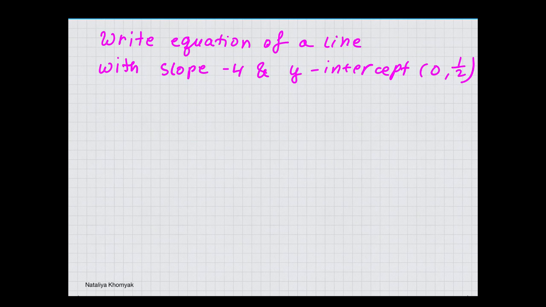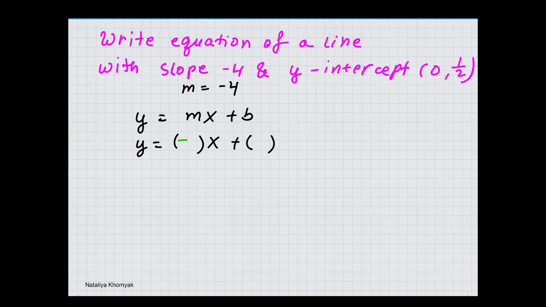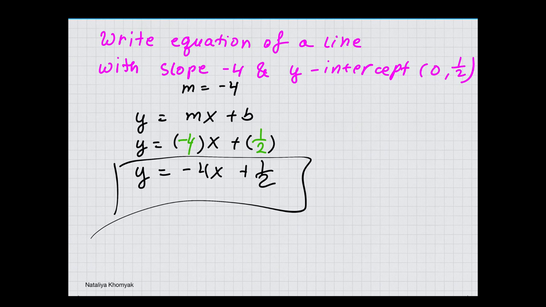Write the equation of a line with the slope negative 4. And slope is the same as m equals negative 4. And y-intercept of a half. Same equation, y equals mx plus b. So we write this with the parentheses for substitution. We plug in negative 4 instead of m and a half instead of b. And this whole thing will simplify into y equals negative 4x plus a half. And this is our solution. That's all.